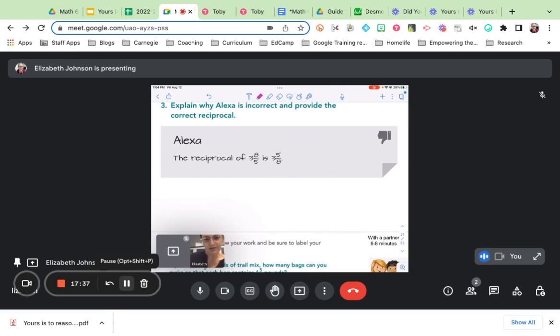Okay, so let's explore, are these reciprocals? Some of you may have made the case that 8/5 and 5/8 are reciprocals. That is true. If I multiply them together, what will happen? I'll get 40 over 40, and that's 1. But 3 and 5/8 is not the reciprocal of 3 and 8/5, and let's see why.